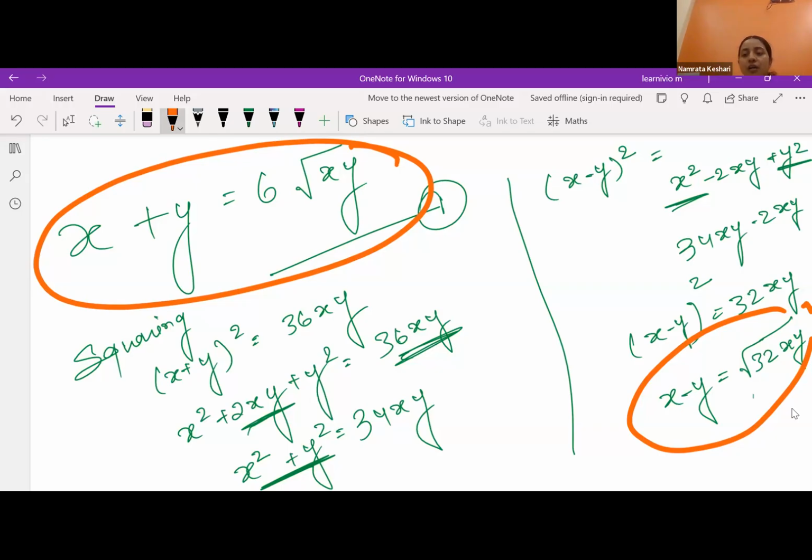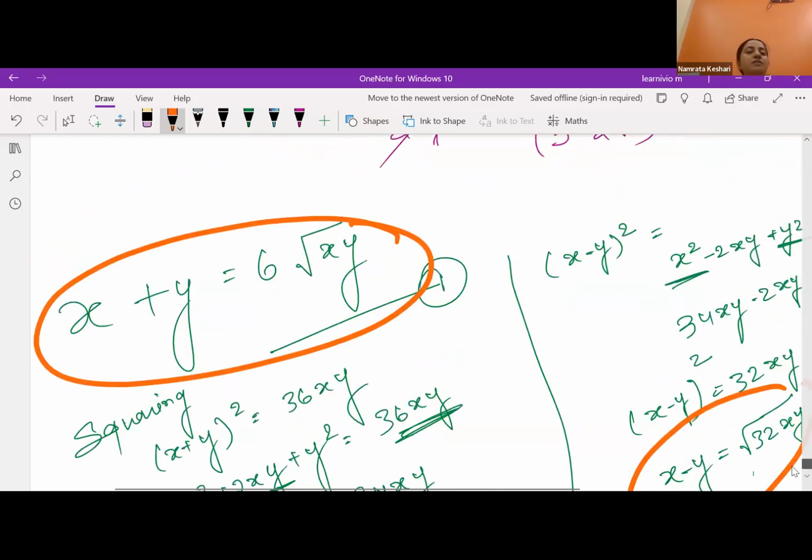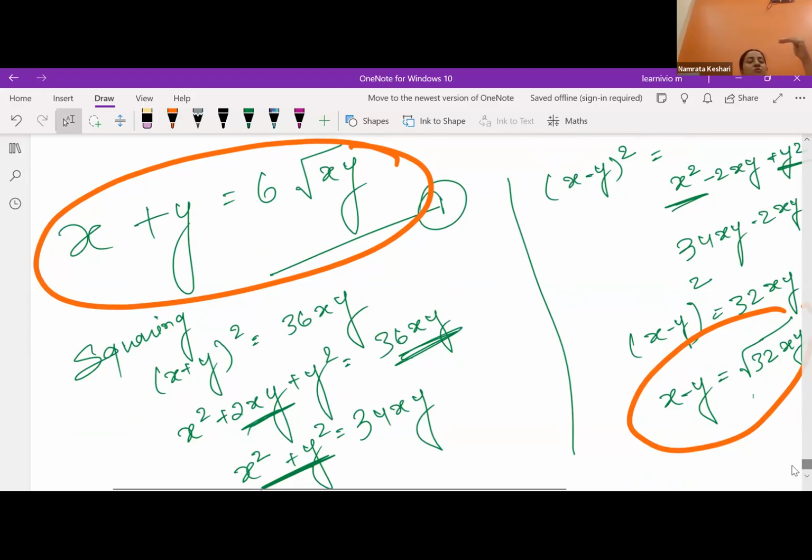So we are using componendo and dividendo, but before that we are dividing these two equations. Always this componendo and dividendo we use in this type of situation only, where the numerator and denominator terms look the same but with different sign. One has a positive sign, another, just like in numerator you have a plus b, denominator is a minus b, or numerator is a minus b, denominator is a plus b. Then this is such a magical way to take out the value, or the ratio, directly. So we divide these two equations, and after dividing we get x plus y by x minus y is equal to 6 by root 32, because root xy is gone.